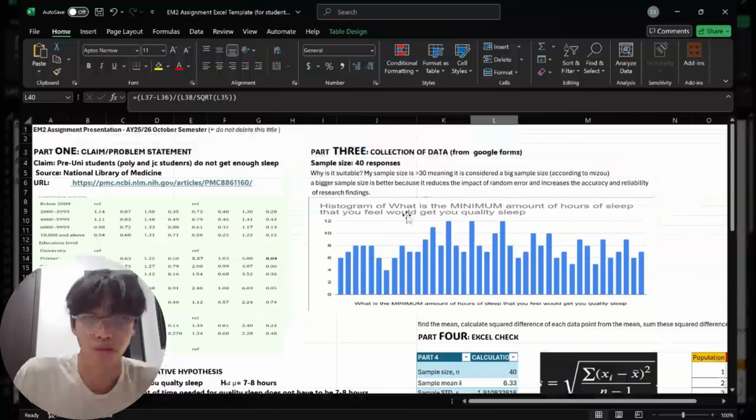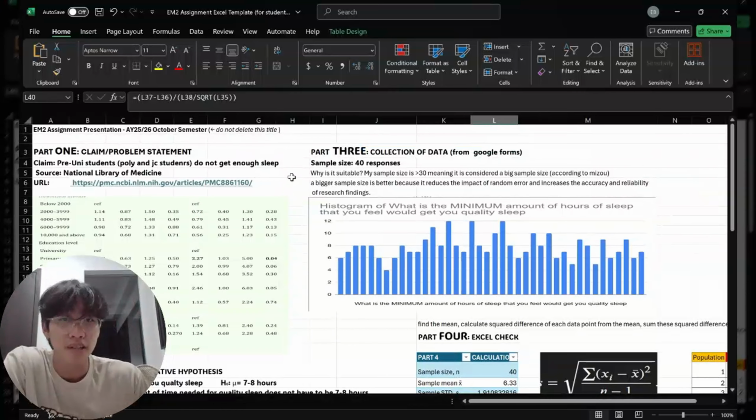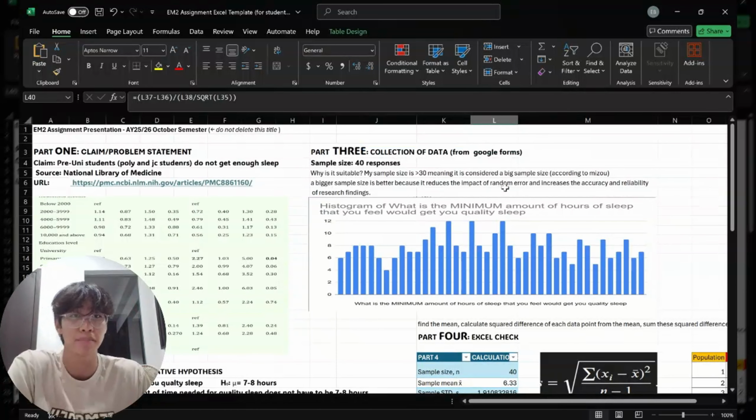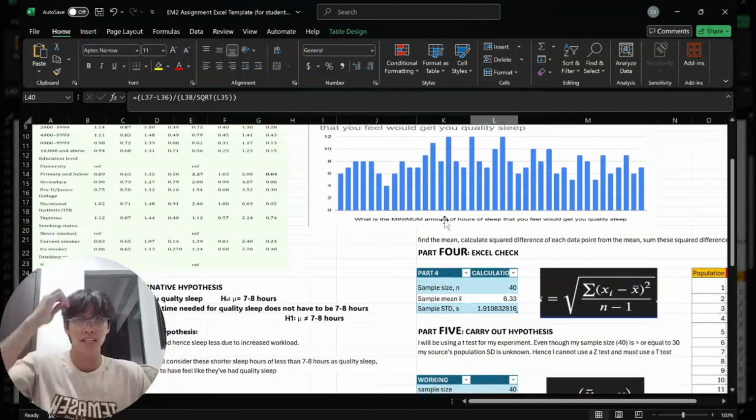This is the Google form I did, and here's my results. Why is this suitable? Well, my sample size is above 30, meaning it's considered a big sample size according to Mizo AI. A bigger sample size is better because it reduces the impact of any random error and increases the accuracy and reliability of research findings. Let's move on to part 4.